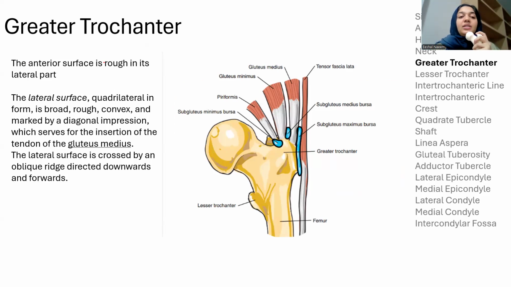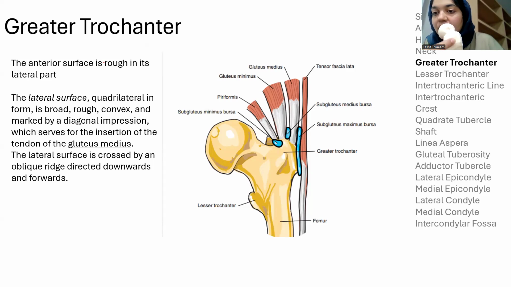The greater trochanter's anterior surface is rough in its lateral part. So this is the anterior surface of the greater trochanter, and it's a little rough in its anterior part. You can literally feel it when you touch it. The lateral surface, which is the biggest surface of the greater trochanter, is quadrilateral. It's broad, rough, and convex, curved outward, and it's marked by a diagonal impression.